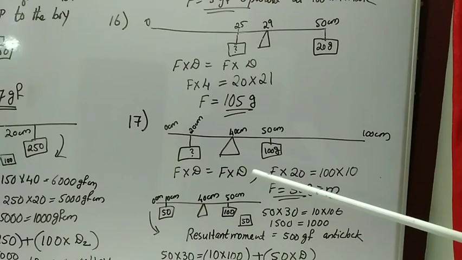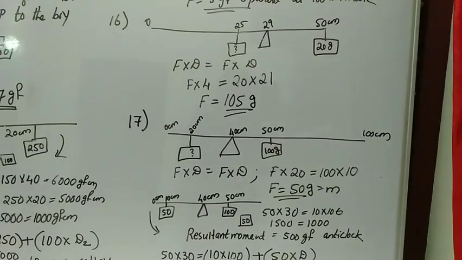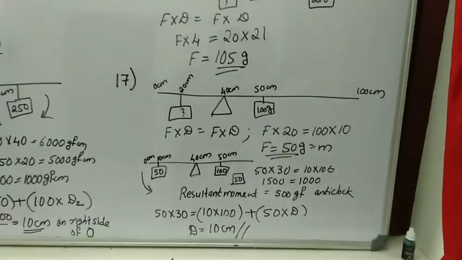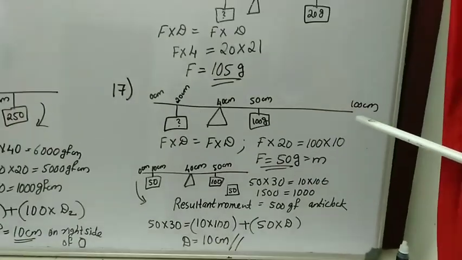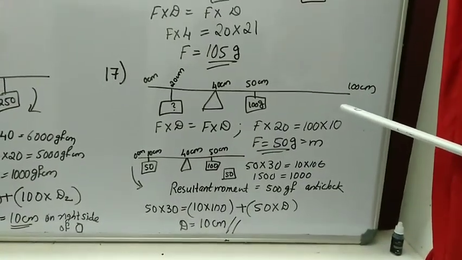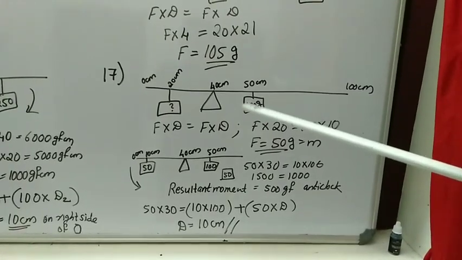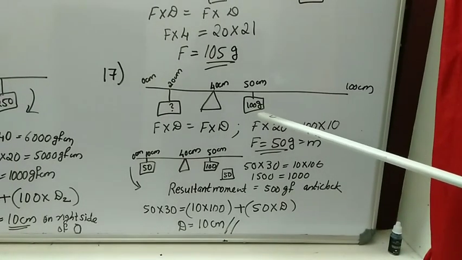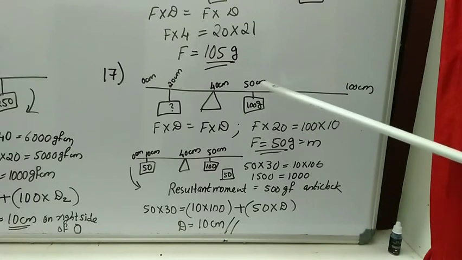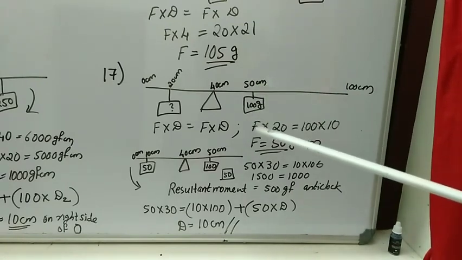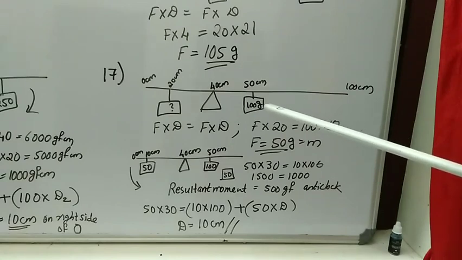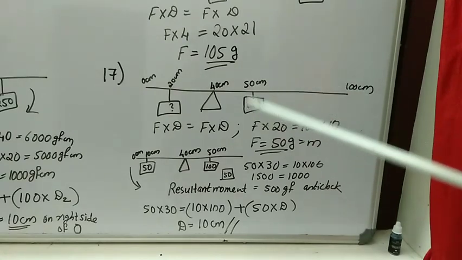Next, question number 17. Our last question from this chapter. A uniform meter ruler, again it is a uniform meter ruler of mass 100 gram. Mass of the ruler is given 100 gram. Since it is a uniform meter ruler, weight will be at 50th centimeter. So they will not specify where is the mass. You should know mass of the object will be at the center.